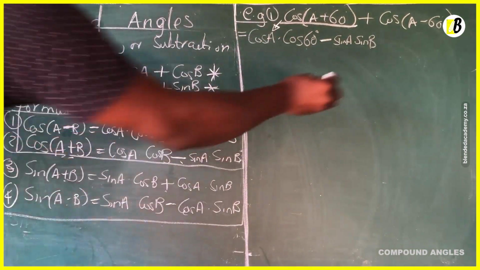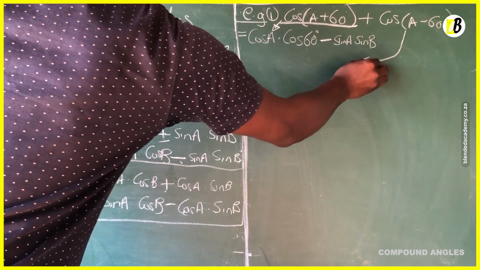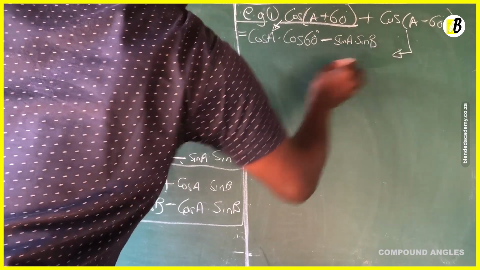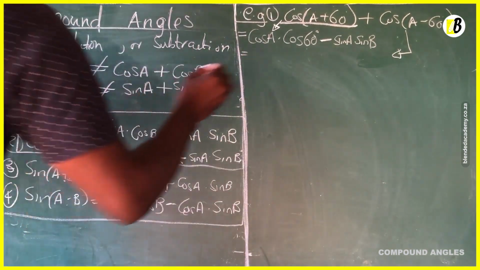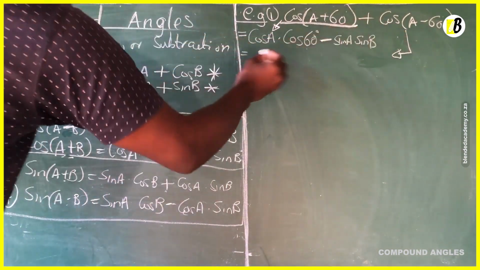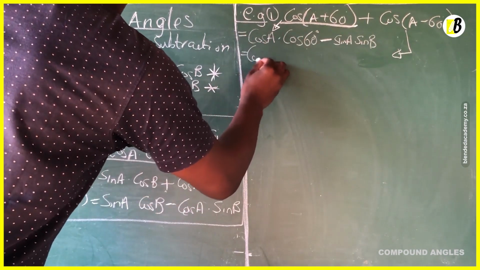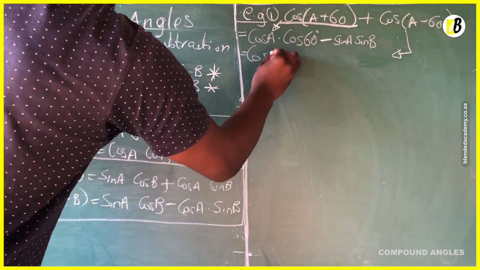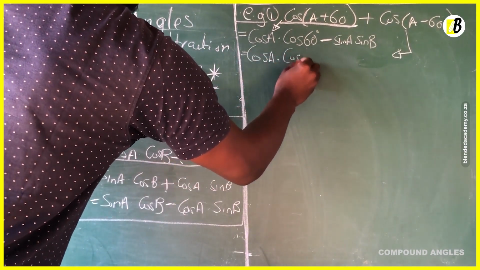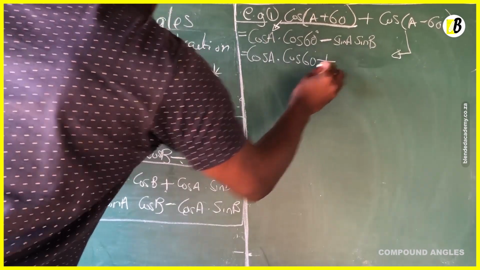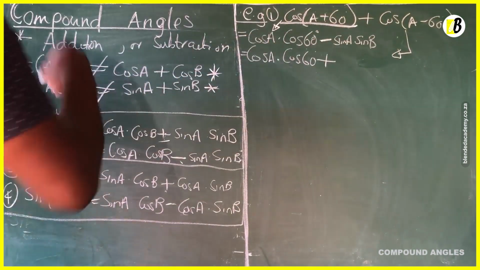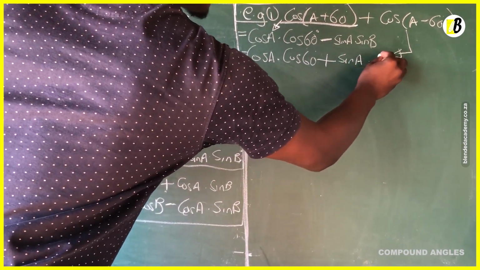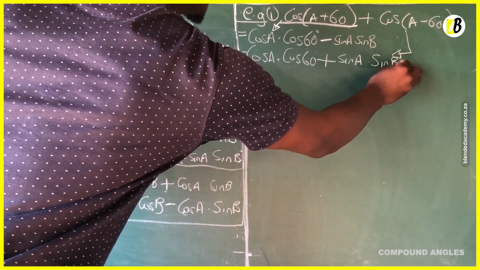Now for the other part, let me write it down here, because there's limited space on the side. We're dealing with a negative now. We're subtracting angles. So it's cos, the first formula: cos A multiplied by cos 60 plus, because it's a negative, it's going to change the sign. It will become a positive now. Plus sine A multiplied by sine B.